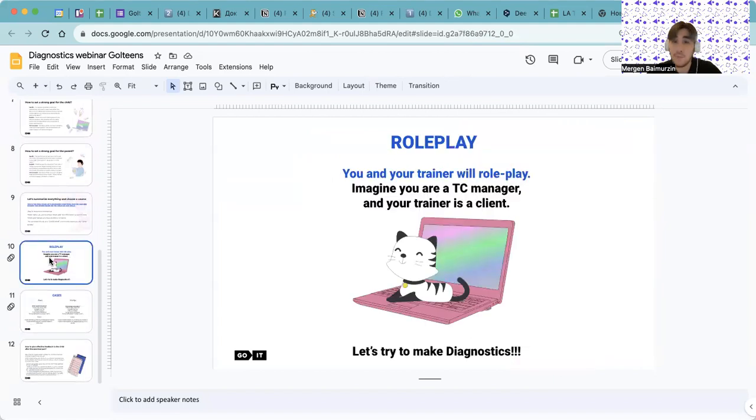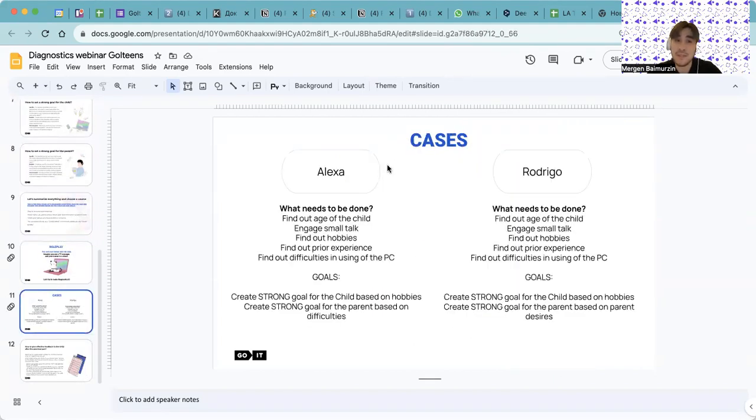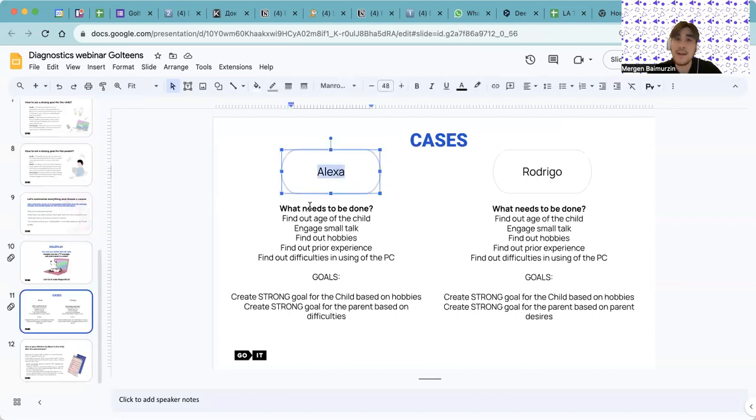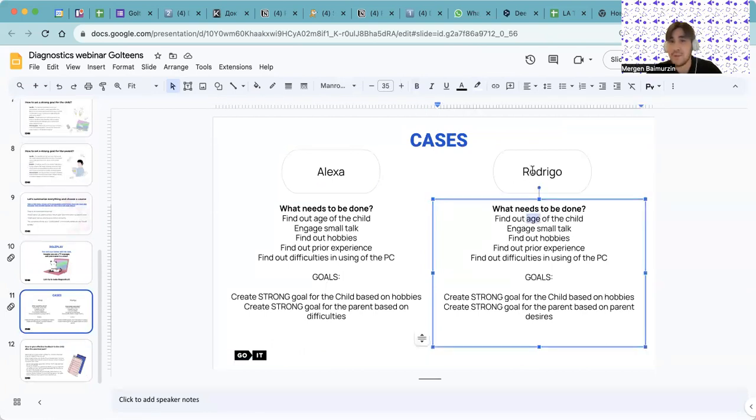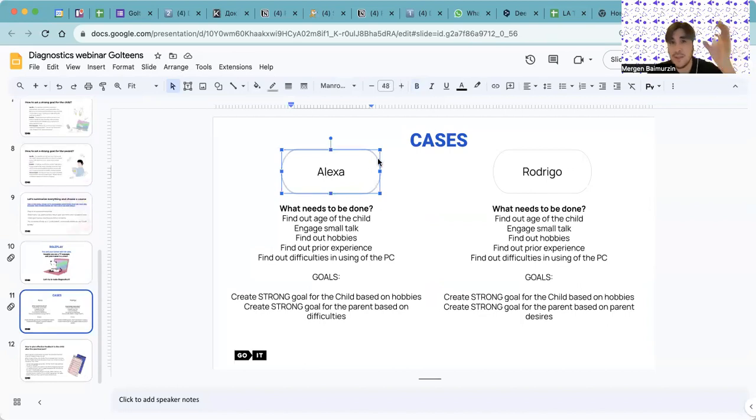And then they can play some role play with you. For example, there are two cases. First case is Alexa. What needs to be done? They must find out the child's age. They must engage in small talk with the child to break the ice and have a friendly conversation. They must know the hobbies, the experience, and the difficulties in using the computer. Then they must create a strong goal for the child based on hobbies and a strong goal for the parent based on difficulties. Same for Rodrigo; they can choose whatever. Let's choose that Alexa is, for example, 7 years old and Rodrigo is, for example, 12 years old. So it will be different.